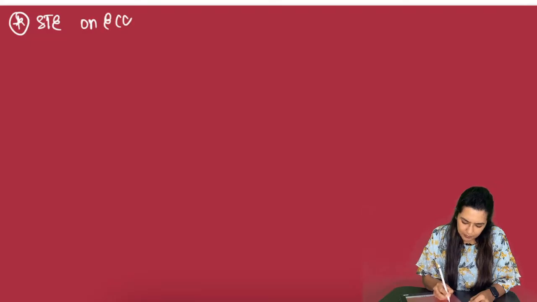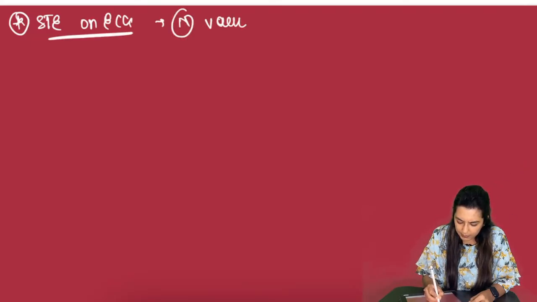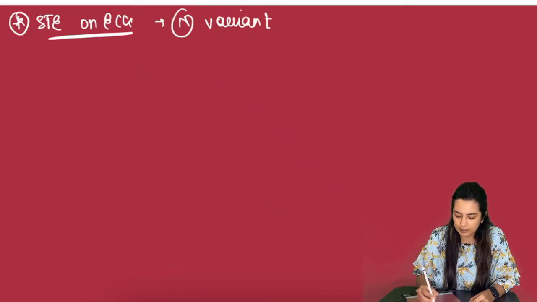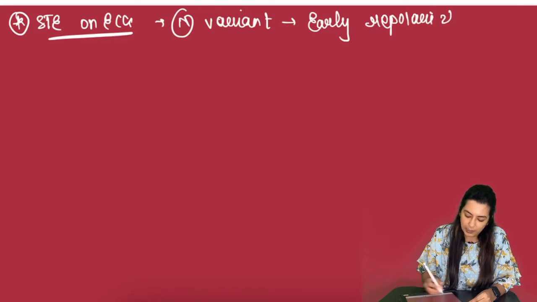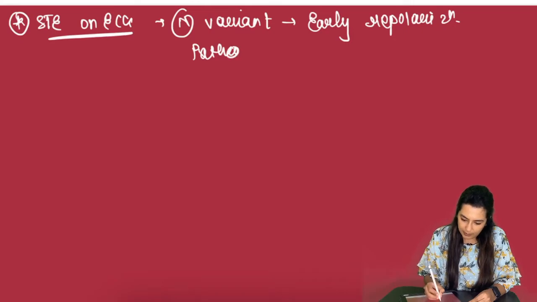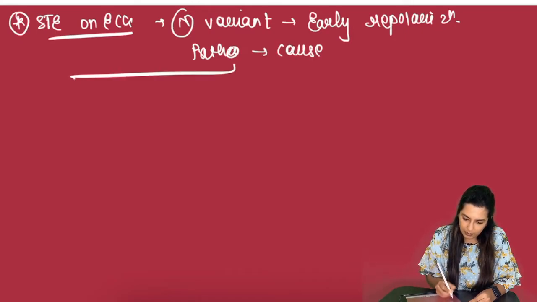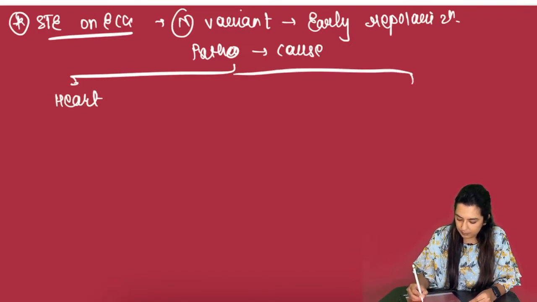First of all, it can be a normal variant in some people, especially, I think, seen in athletes, where it signifies early repolarization. So it can be a normal variant. Now pathologically, the causes can be divided into two parts. First is heart, second is systemic.